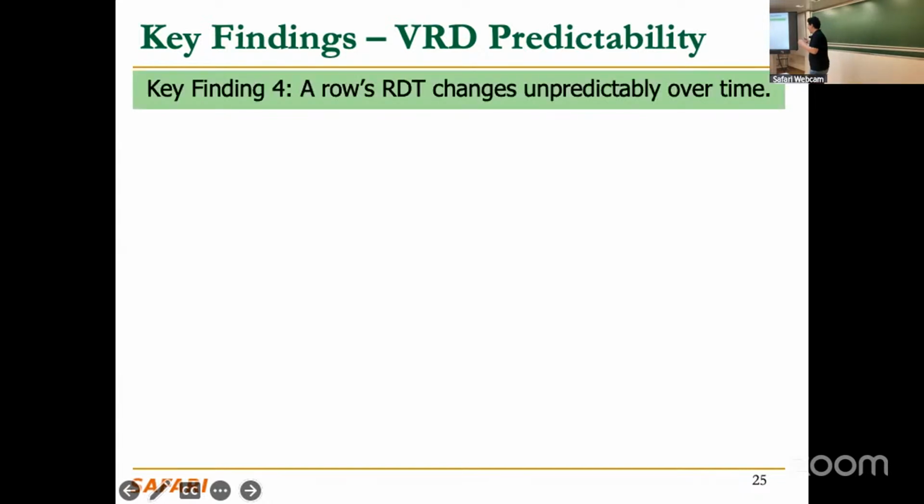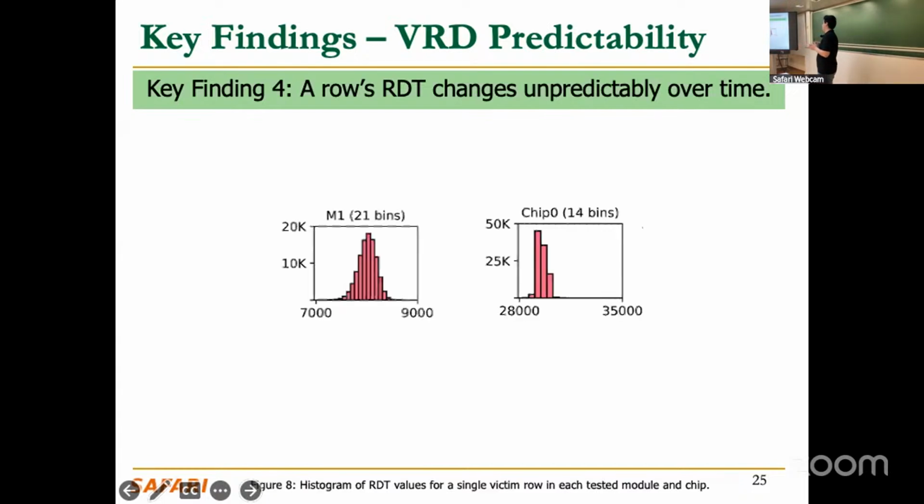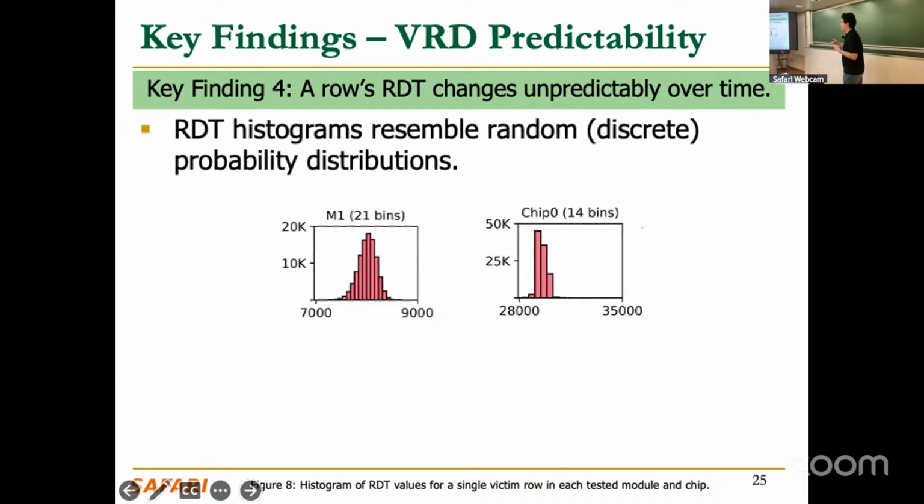And what they found out in this case is that these threshold values change over time in an unpredictable manner, such that we have here a histogram of threshold values for a single victim from each chip. And if you have taken your statistics class, you might see that there is a pattern here, that these histograms resemble some kind of random discrete probability distributions.